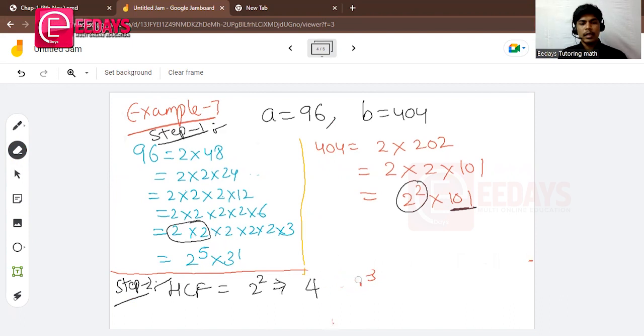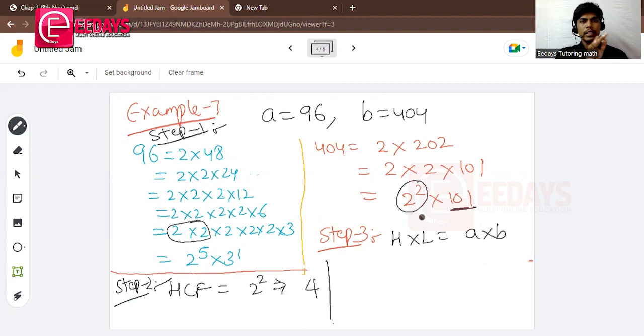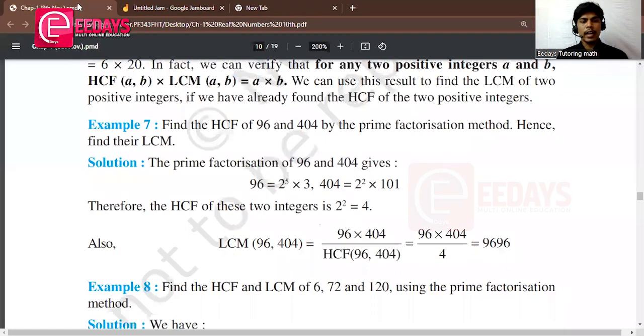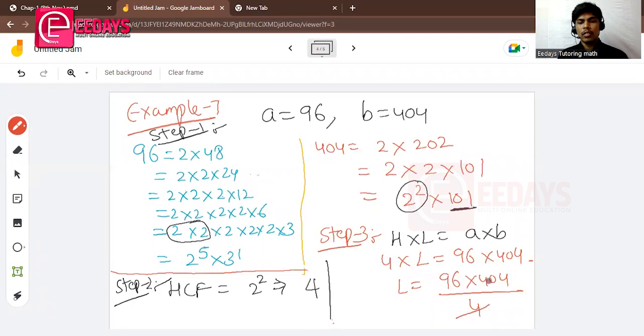Step three is, here you can take HCF, already you got 4. Now HCF into LCM is equal to A into B. I just write it in shortcut, HCF into LCM. HCF we already got, 4, into LCM we need to find, equals A into B, that is 96 into 404. Now LCM is equal to 96 into 404 divided by 4, since we transfer 4 to the other side and it becomes division. If you want to cancel further, 404 by 4, you get 101. Now LCM is equal to 96 into 101.